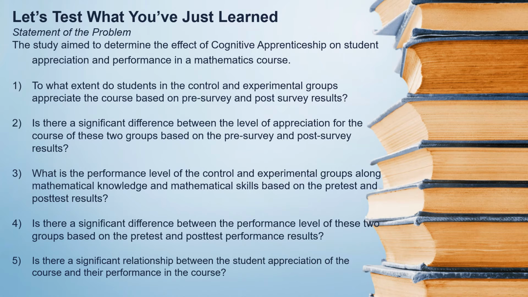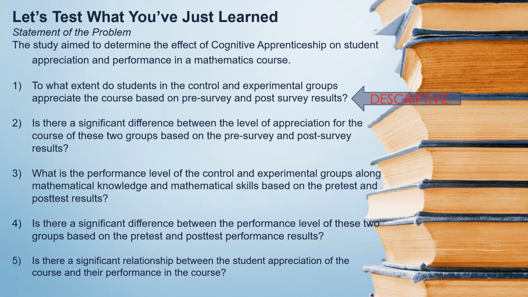What is the performance level of the control and experimental groups along mathematical knowledge and mathematical skills based on the pre-test and post-test results? Number 4. Is there a significant difference between the performance level of these two groups based on the pre-test and post-test performance results? And number 5, is there a significant relationship between the student appreciation of the course and their performance in the course? How are you going to classify each of the given questions?